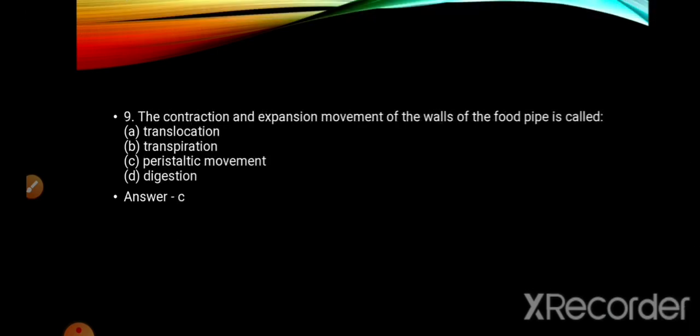Next one is, the contraction and expansion movement of the wall of the food pipe is called. So the contraction and expansion of the food pipe is called the peristaltic movement, that is C. C is the correct answer.